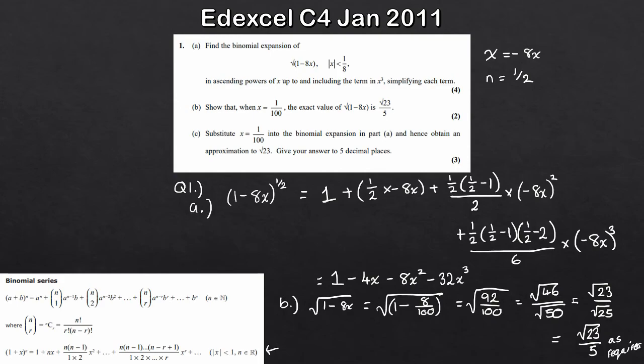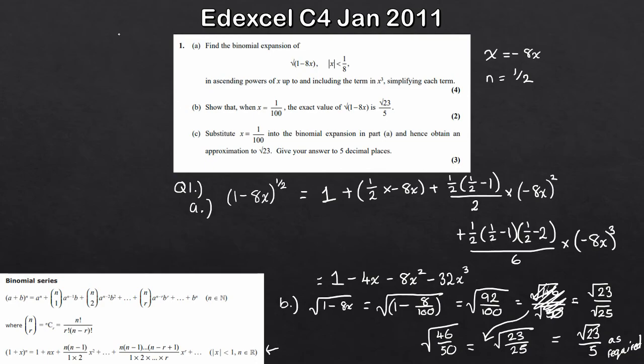Now, I'm being a bit sloppy with my working here. This should actually all be over one square root, so if I just do it clearly down here, this is the square root of 46 over 50, which then gives you the square root of 23 over 25. And then we split it up into two separate square roots like that. Okay, so I'm just being a bit sloppy with my working there, so ignore that. That's correct there though. Okay, so that's part B.